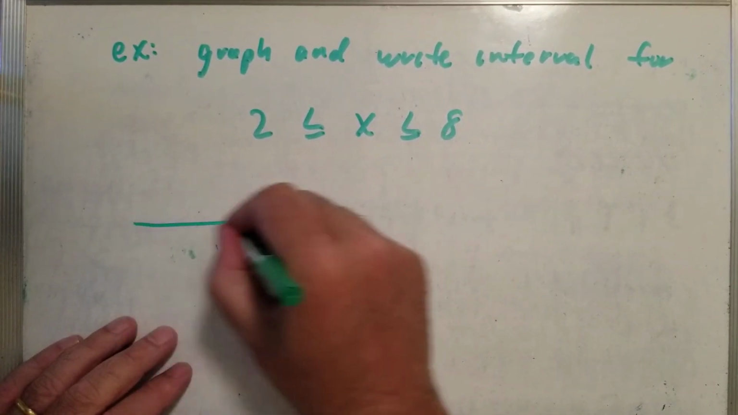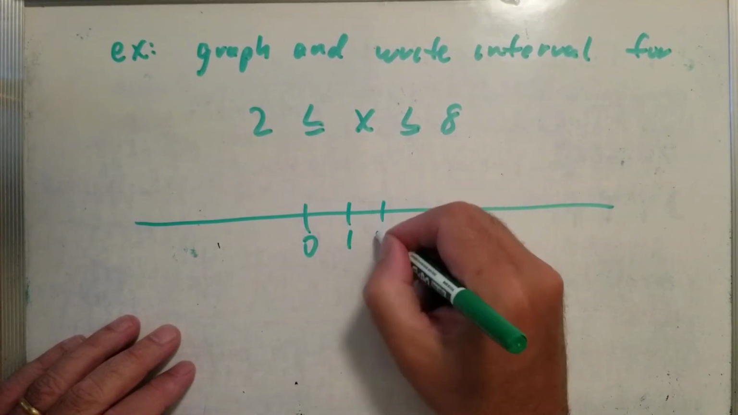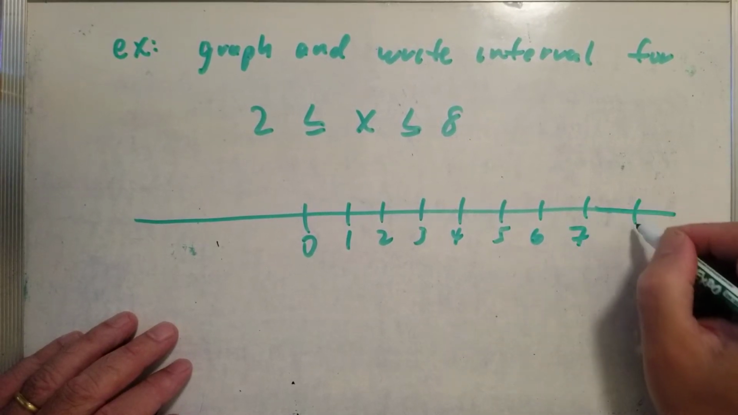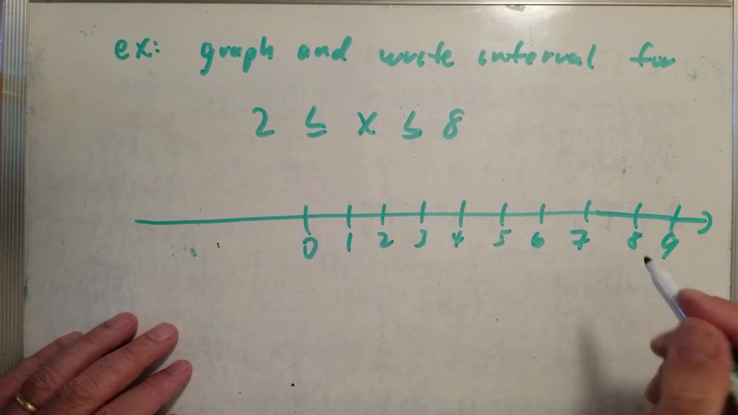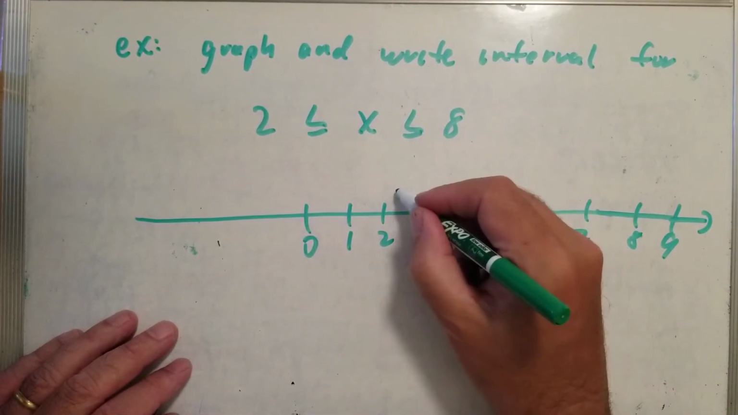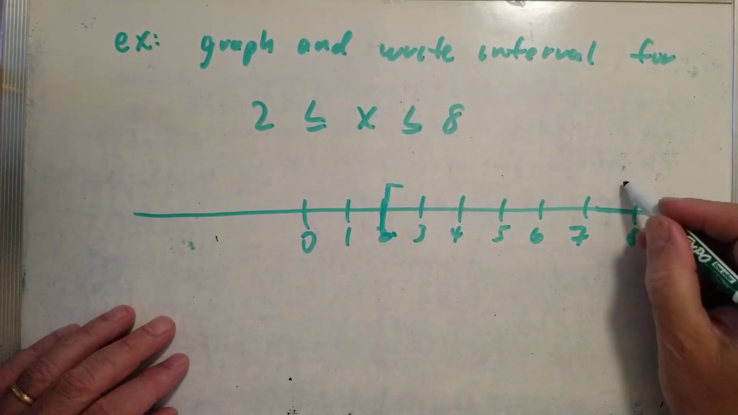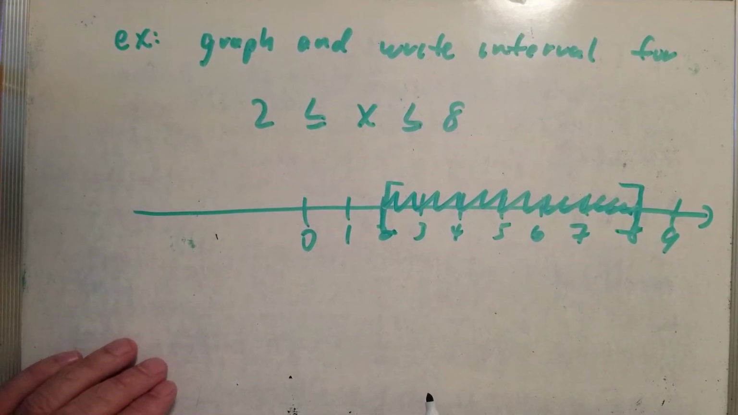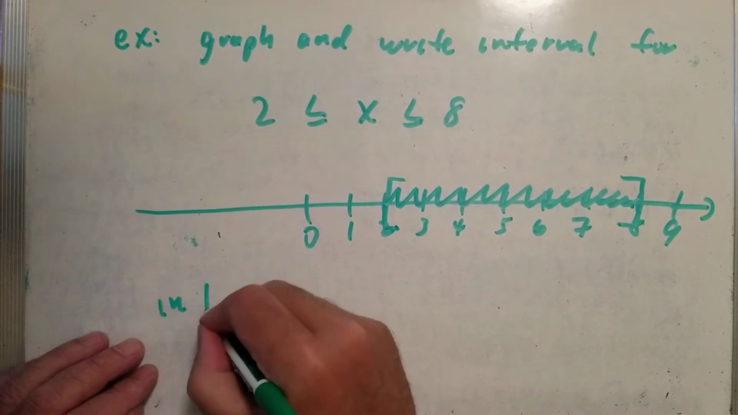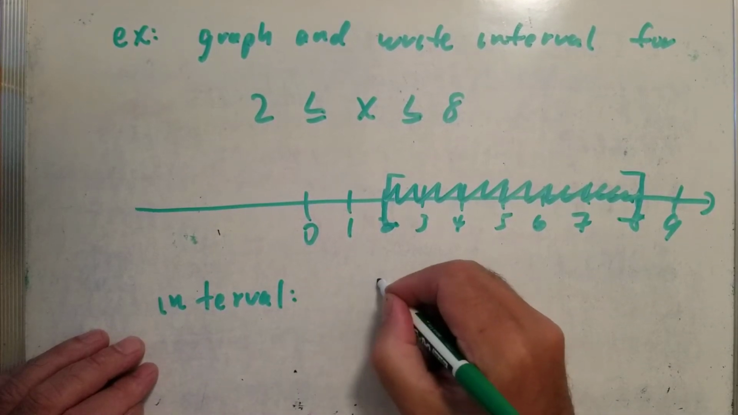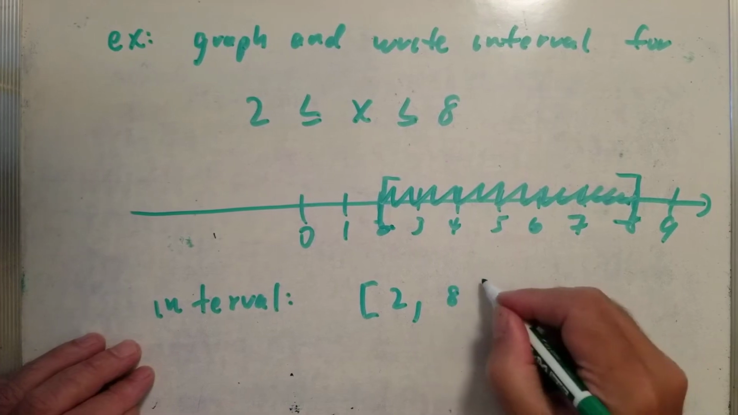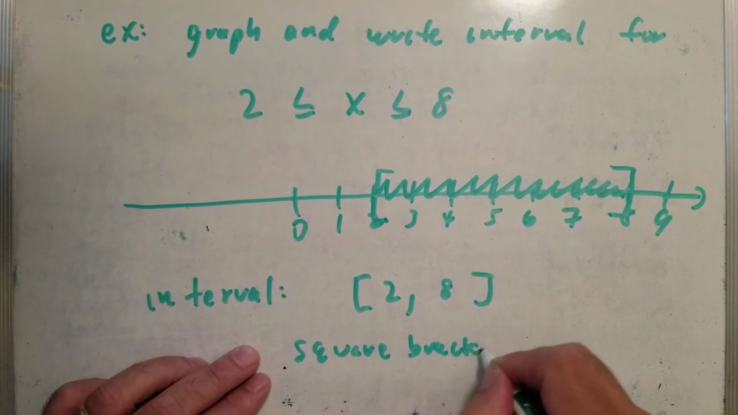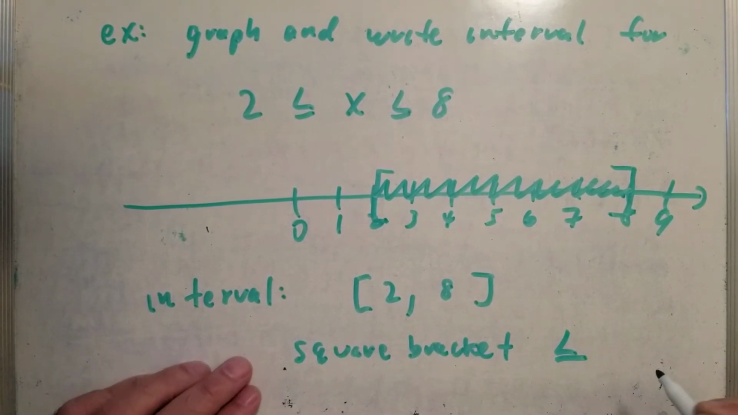So on the number line, say put 0 there, 1, 2, 3, 4, 5, 6, 7, 8, 9. It goes on forever, of course. So now x is trapped between 2 and 8, square bracket at 2, square bracket at 8, and it's everything in between there. That's the solution for 2 less than or equal to x less than or equal to 8. And the corresponding interval would be square bracket 2, square bracket 8, square bracket goes with the less than or equal symbol.